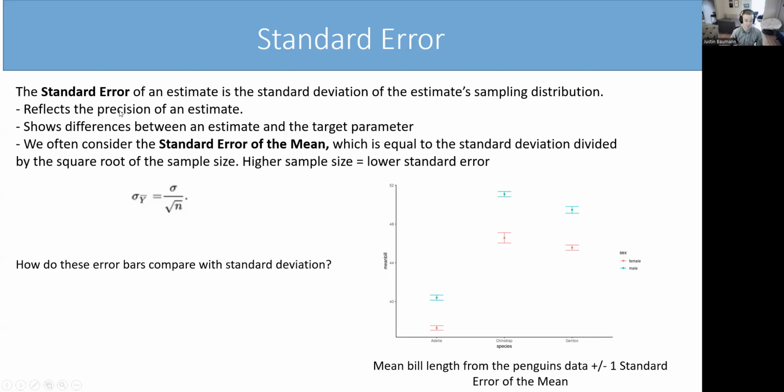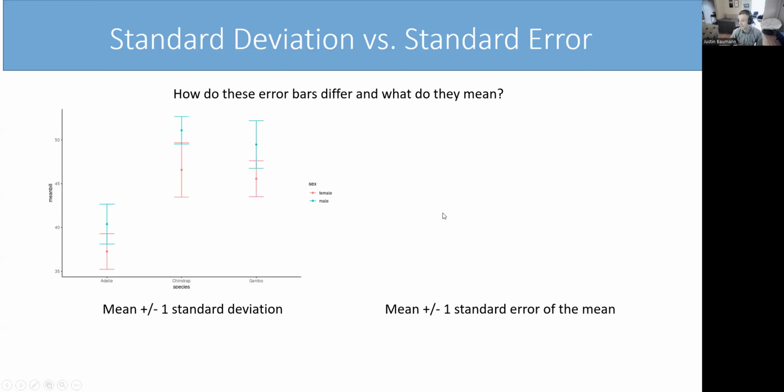So how do these error bars compare with standard deviation? Here's how they compare. This is your standard deviation on the left, where we're looking at the variance in the populations, and there's lots and lots of overlap. And here on the right is the mean with the standard error. So you can see that we have this huge shrinking as we go from standard deviation to standard error.